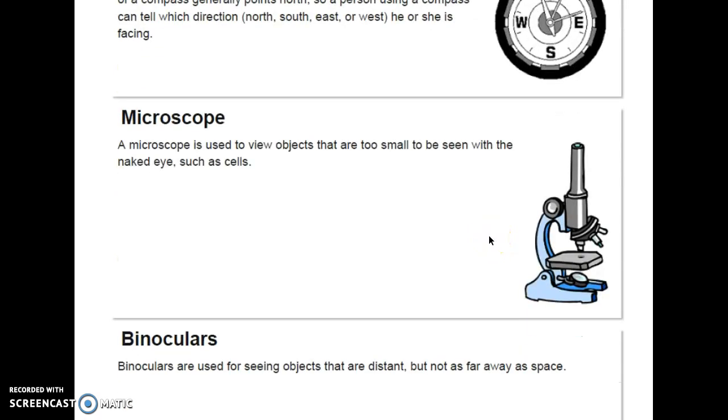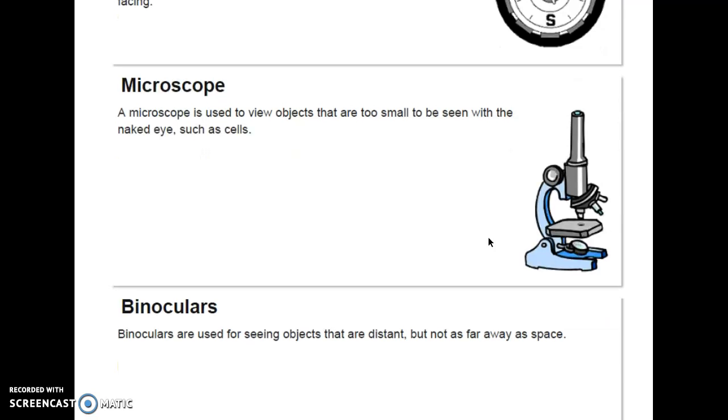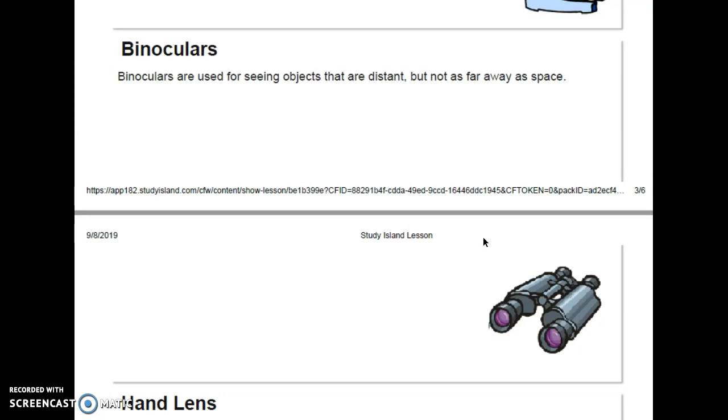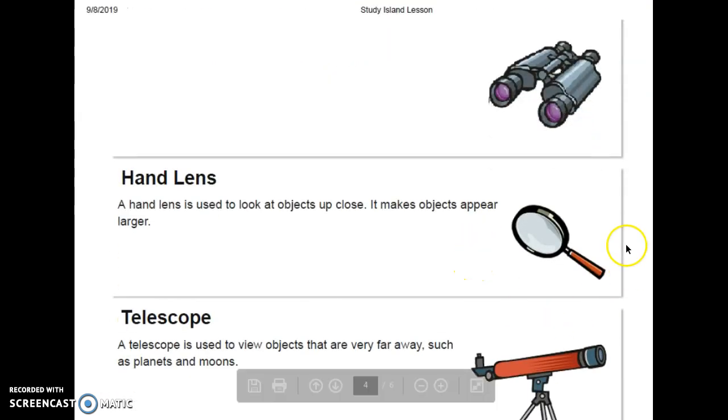Microscope. A microscope is used to view objects that are too small to be seen with the naked eye, such as cells. Binoculars. Binoculars are used for seeing objects that are distant, but not as far away as space. A hand lens. A hand lens is used to look at objects up close. It makes objects appear larger.